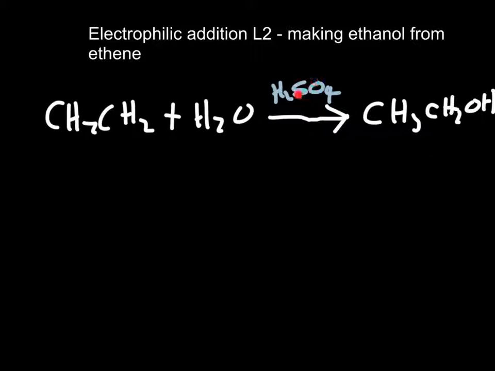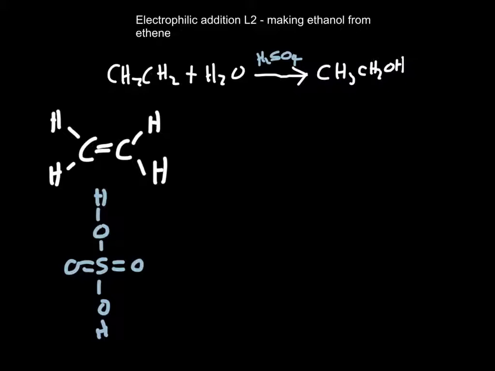So what happens is the sulfuric acid actually adds on to the ethene, forming this large intermediate, and then that intermediate will then separately react with water, forming the ethanol. So we're going to look at the mechanism of the ethene plus the sulfuric acid forming the intermediate. So here we've got our ethene molecule, our sulfuric acid molecule.